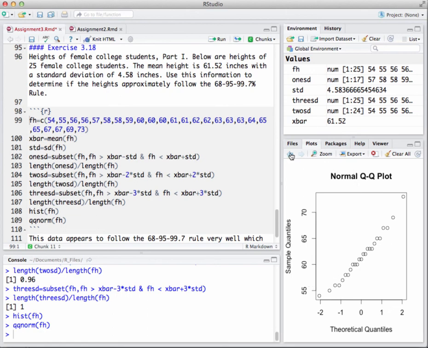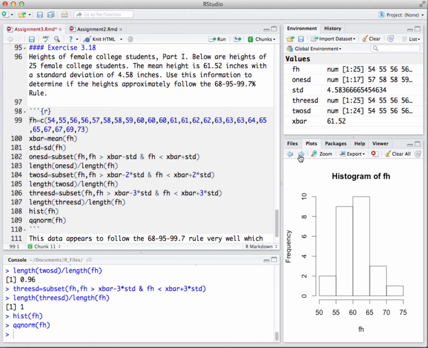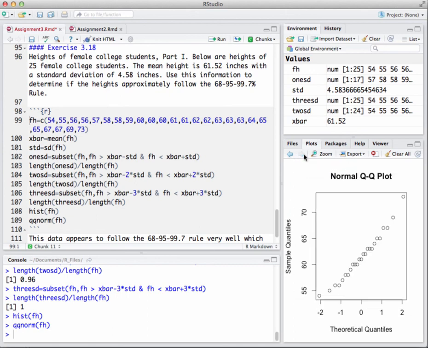So if I was to just look at these two pictures here, I have roughly a bell-shaped distribution. My normal QQ plot looks like it's approximately linear. So based upon those pictures, I would say that, again, I have a roughly normal distribution, that approximating or modeling this distribution with the normal distribution would be a good idea. All right, so hopefully that helps.